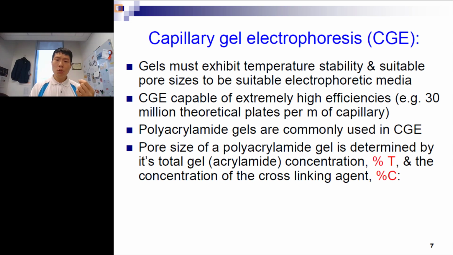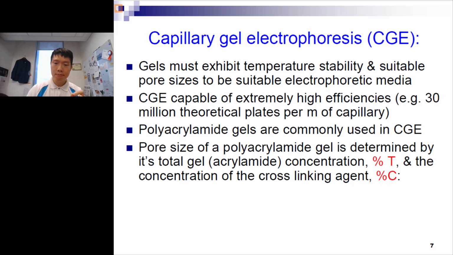So, the most commonly used gels in CGE are the polyacrylamide gels, because they are widely used in conventional slab gel electrophoresis. The pore size of these polyacrylamide gels can be quite easily controlled by changing the total concentration of the monomer. We call it percentage T, and we come across this term quite a lot, percentage T, the total concentration of the monomer, and the concentration of cross-linking agent, we call it percentage C. By simply adjusting these two parameters, different pore sizes of the gels can be used to optimize the separation of molecules of different sizes.